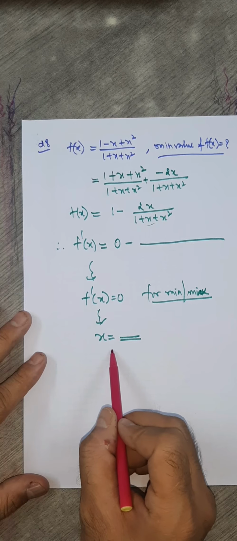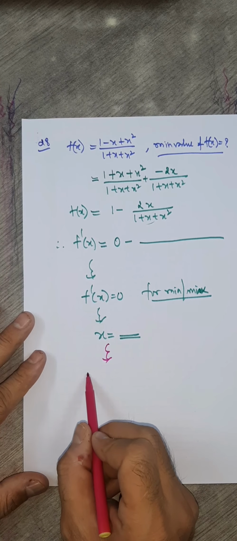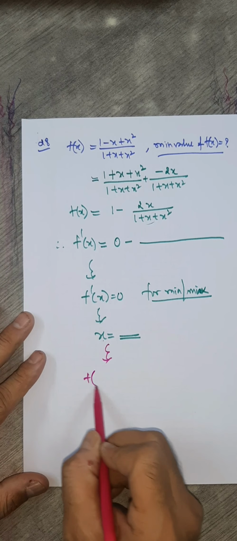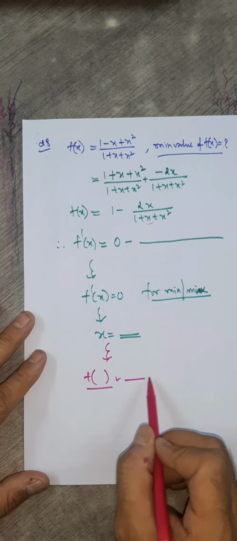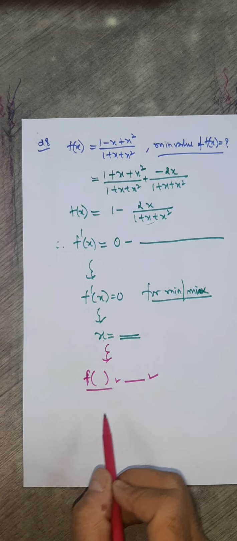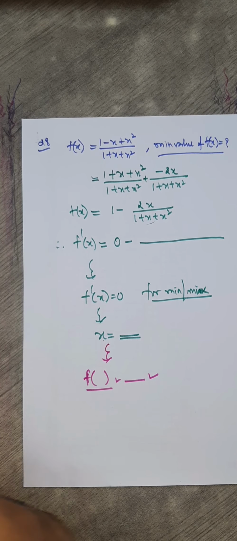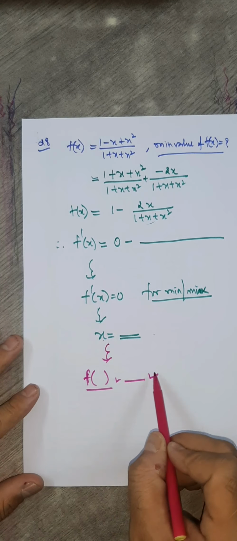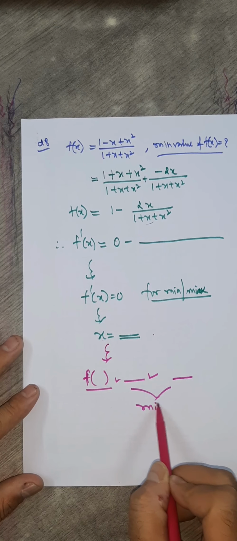Now put these values where? In the function directly. Put these values over here. Okay? If you are getting two values, and from the options you can decide the minimum value. Okay? So do it. If you have two values here, as I told you, then put both the values and see which one is minimum. That's your required value.